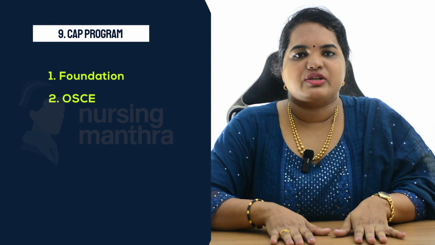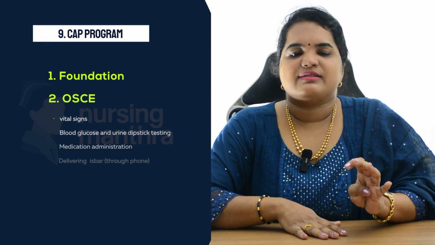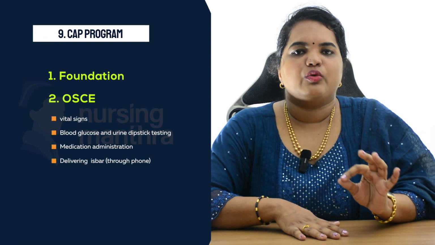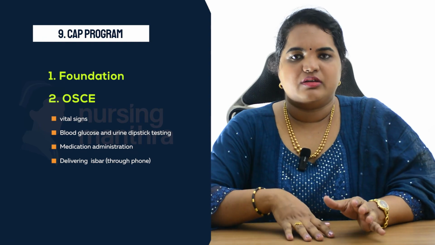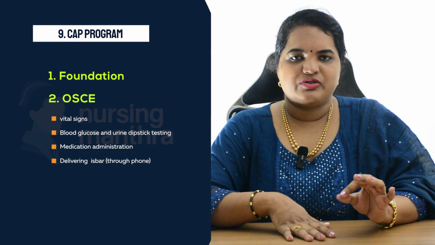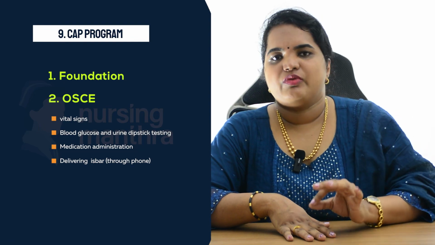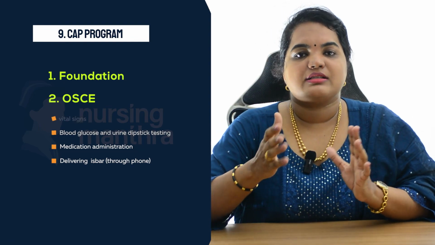There are 4 stations in the OSCE. A vital signs station, where blood glucose and urine dipstick testing will be there. A medication administration station will be there. Delivering ISBAR through the phone like that. Then they will give one scenario based on a condition. You can do all the process accordingly.